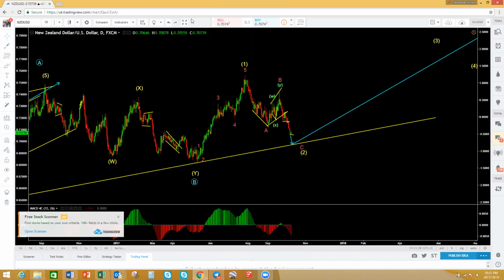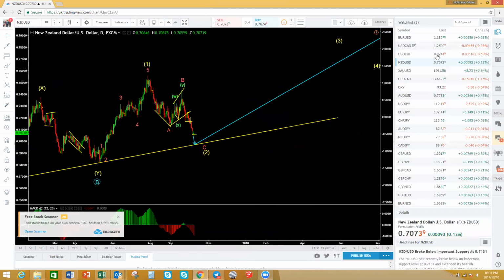I'm almost tempted to say it's a short trade, but I don't like the word short trade because you can always make mistakes. Anything can go wrong. Okay, so that's New Zealand US dollar.